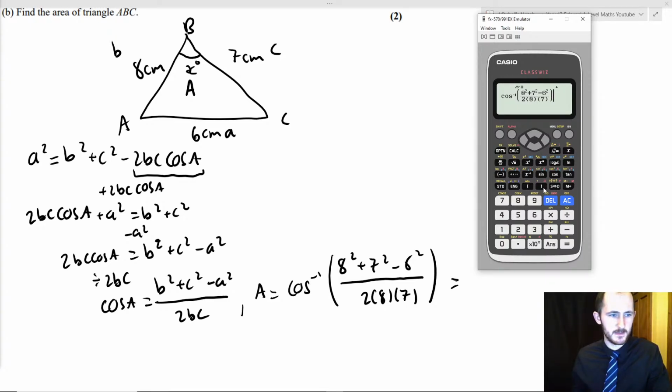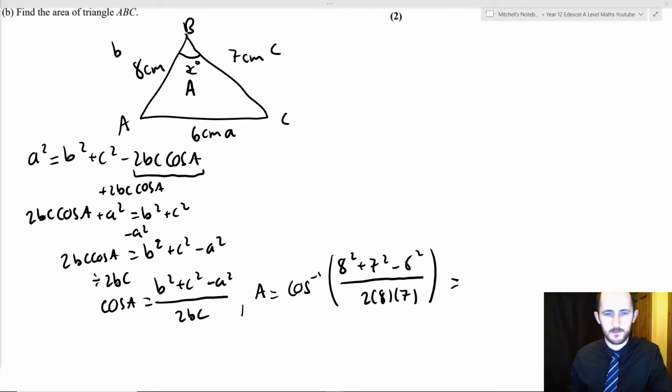Not too bad, hopefully. Again, let me know if you are stuck or if that doesn't make any sense. Now we just write that in, and that's the 3.